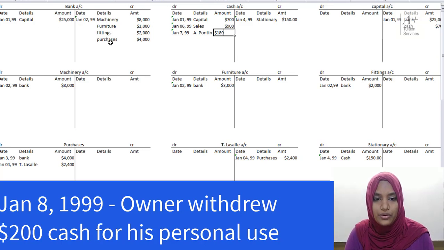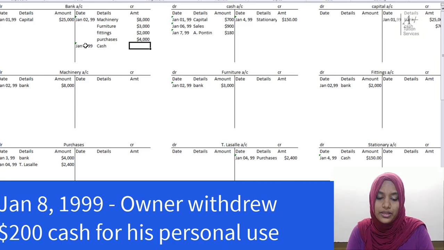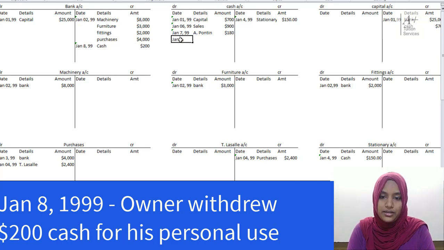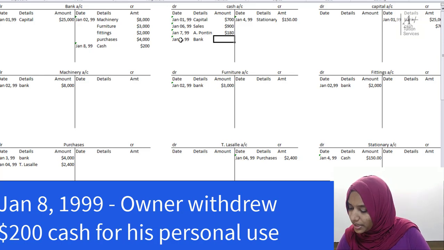Okay, so we have the owner withdrew on January 8th, 99. Going to put cash as the corresponding account, the details, because that's the other account we'll be using. And he withdrew $200. Okay, when we have cash now, the cash will be debited. So we go across here, January 8th, 99. Bank is the details because we open the other transaction in the bank account, and it will be $200, right? So that is our next transaction completed.